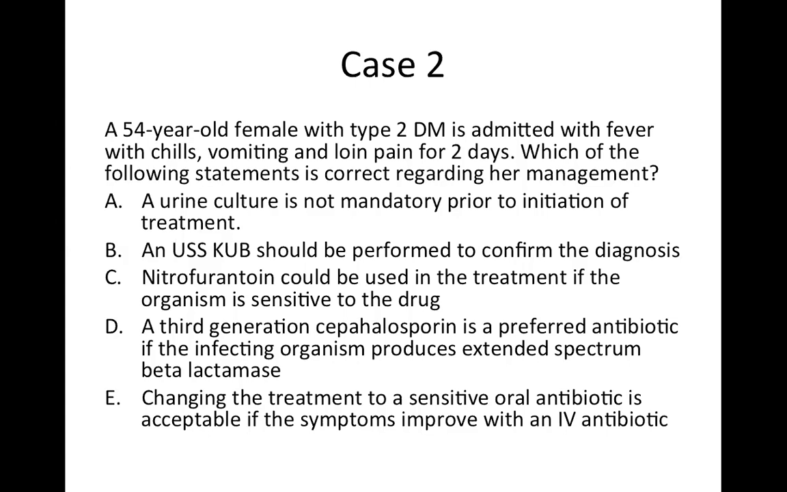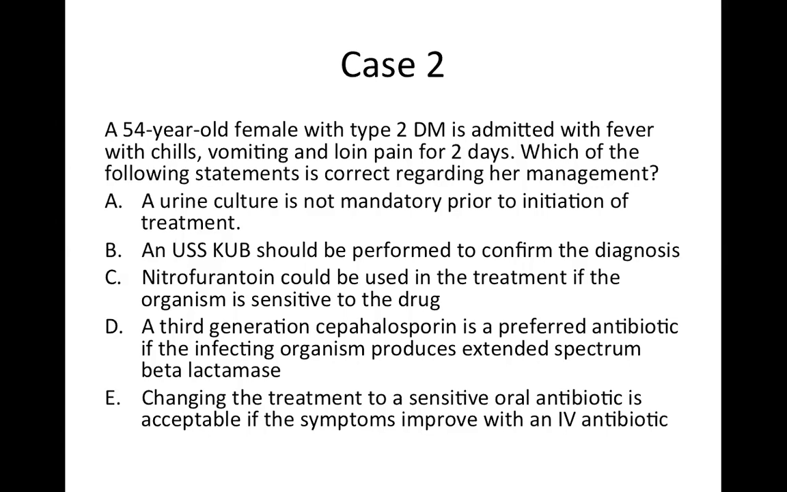Response C, nitrofurantoin could be used in the treatment if the organism is sensitive to the drug, is also false because I told you that nitrofurantoin is a urinary antiseptic. It does not get into the blood, and it only gets concentrated in the urine, and it is effective in the bladder. So if you have a cystitis, you can use nitrofurantoin, but it does not get into the blood. Pyelonephritis, as you know, is a renal parenchymal disease, where the drug has to be in the blood to reach the target of the infection.